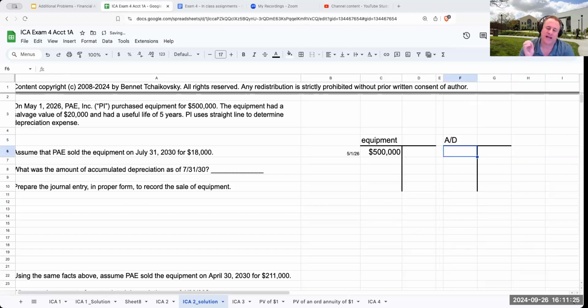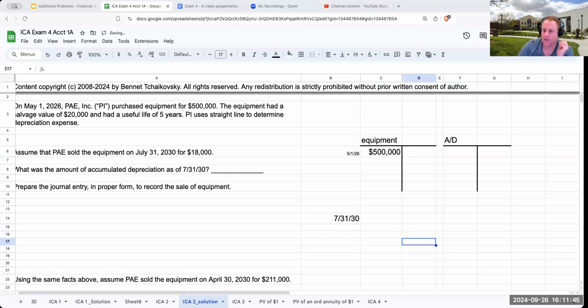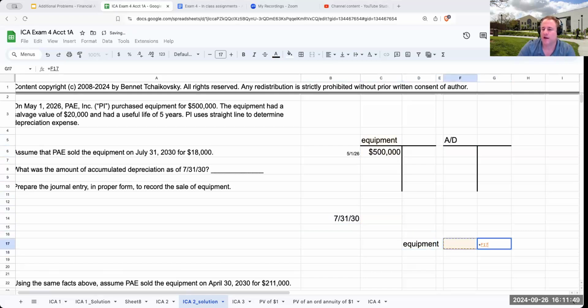When I sell an asset, I have to take the asset completely off of the books. So what I need to do when I sell an asset is credit equipment over here on 7/31/30. I'm going to have to credit equipment for 500 grand. I know I have to do that. When I sell something, I have to get rid of it.